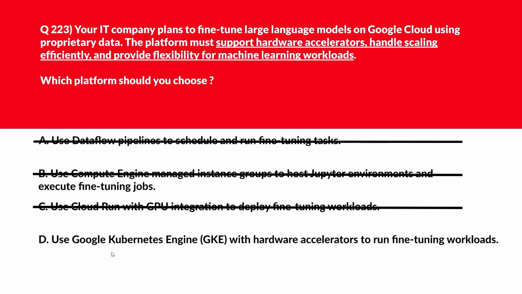It says use Google Kubernetes Engine, GKE, with hardware accelerators to run fine tune workloads. Google Kubernetes Engine with hardware accelerators enables containerized machine learning training, efficient scaling, and flexible infrastructure for fine tuning large language models. Looks good. We'll lock option D as the right choice.